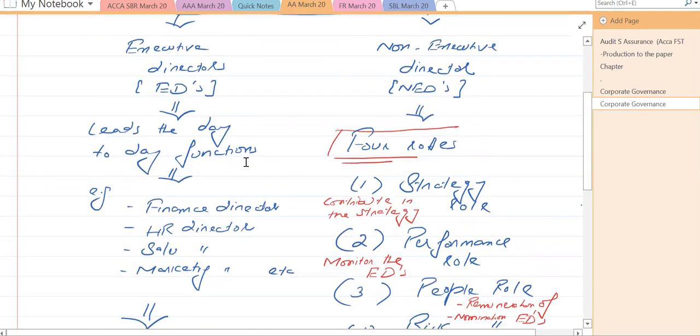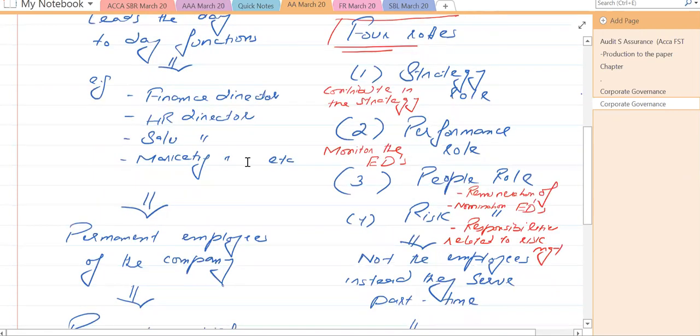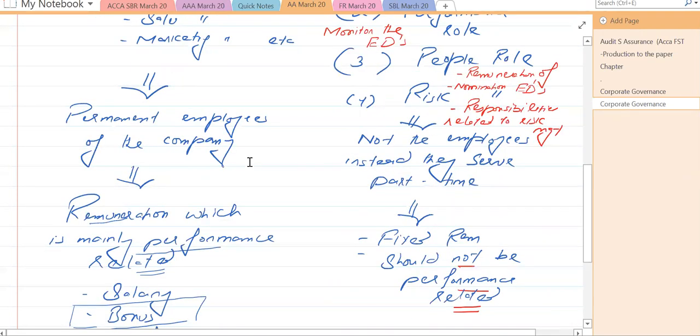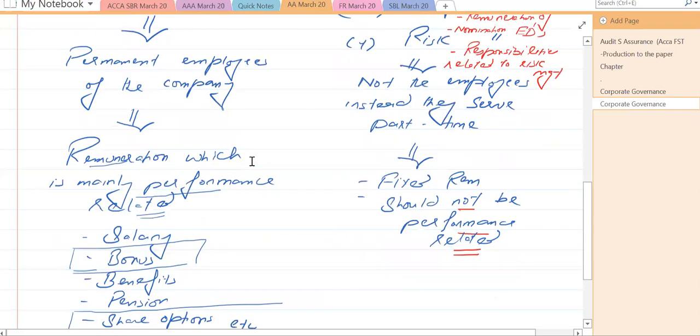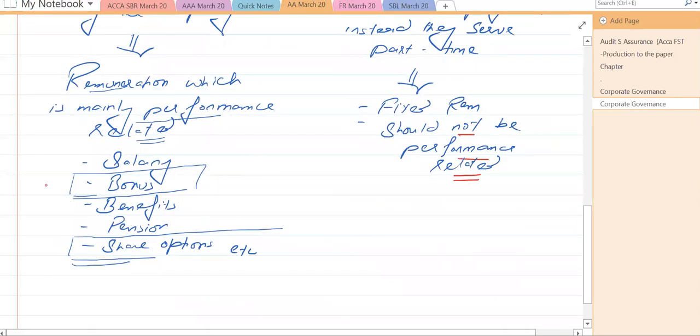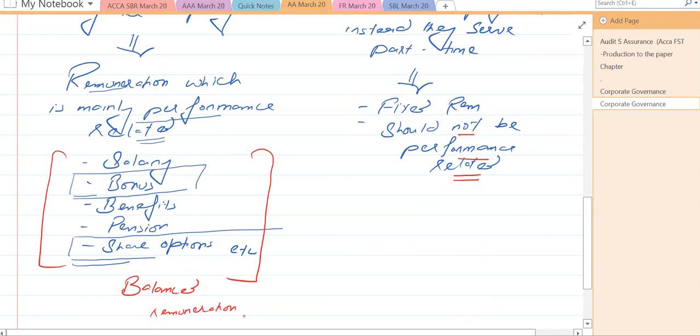Executive directors, on the other hand, are the permanent employees of the company. They lead day-to-day functions such as finance director and HR director, and their remuneration is mainly performance related, and otherwise they get a balanced remuneration. They get the salary, which is the minimum guaranteed portion. Bonuses are performance related so that they are motivated. Benefits are according to the designation and the scale.